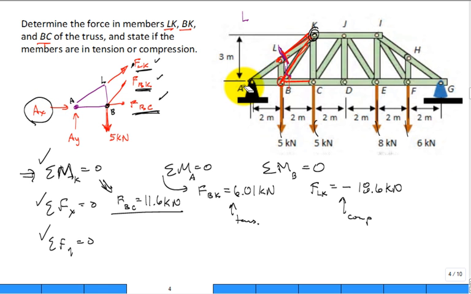Also, I forgot to emphasize, what type of support is that A? Pinned. That can supply both AX and AY reaction. But this is a support at G. What type of support is at G? Is it a true pin? It's a rocker, isn't it? It's a rocker, meaning it can only support it in the vertical.